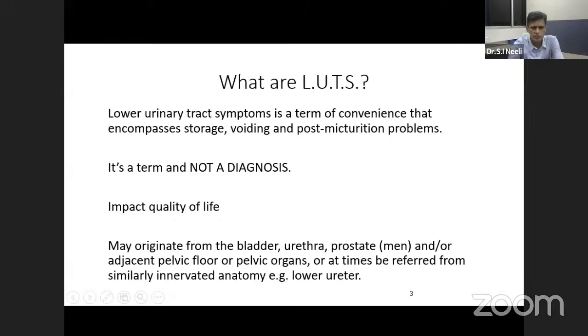So, what is LUTS? Lower urinary tract symptoms is a term of convenience that encompasses storage, voiding, and post-micturition problems. It is not a diagnosis, it is just a term. But these symptoms have a significant impact on the quality of life. These symptoms may originate from either bladder, urethra, prostate in men, and or adjacent pelvic floor or pelvic organs in females, and at times may be referred from similarly innervated anatomy, for example, the lower ureter.